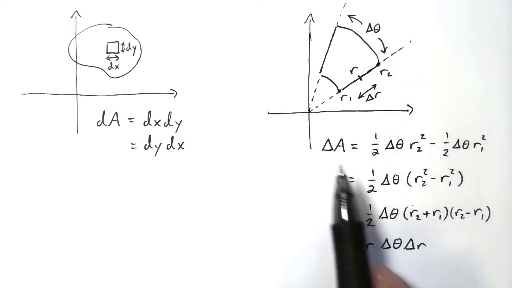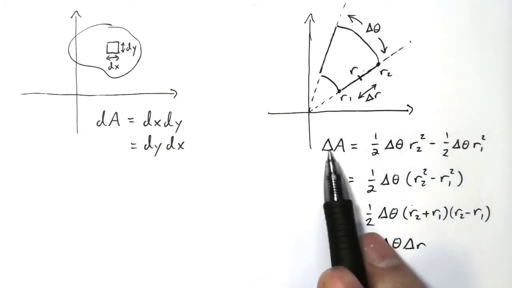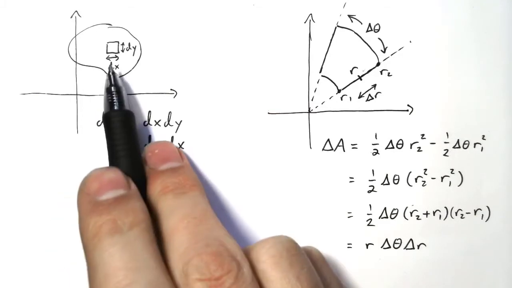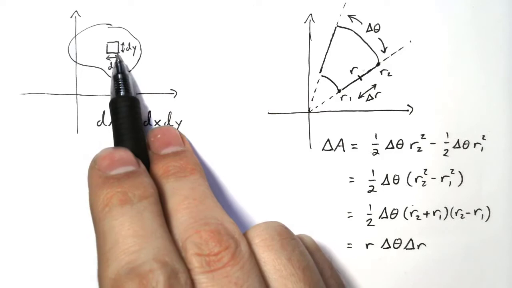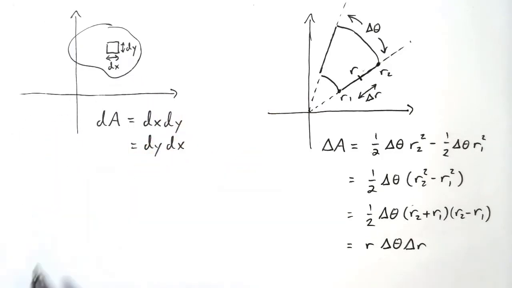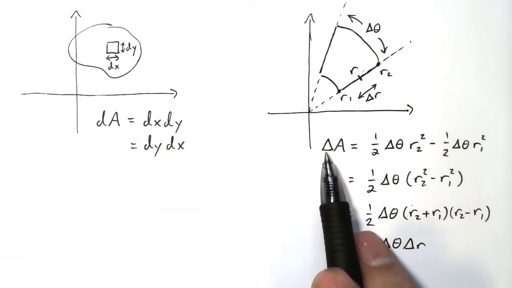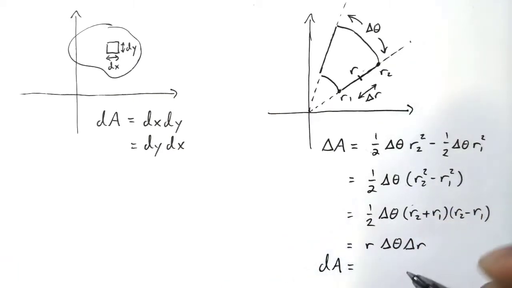So we see that the area of this wedge is r times delta theta times delta r. Now, remember how when we integrate, the deltas become d's, right? Just like if this was an actual finite piece here, I would have delta x and delta y, and only after we take the limit do they become dx and dy. Well, when we take the limit here, what we're going to get is dA, right?